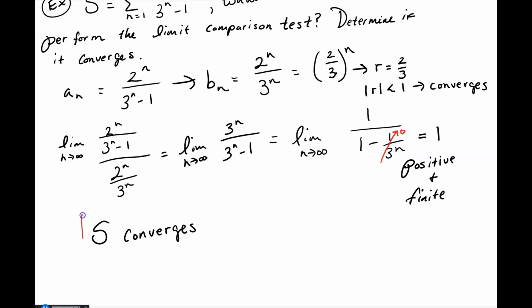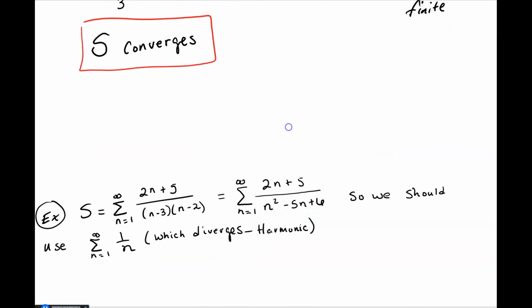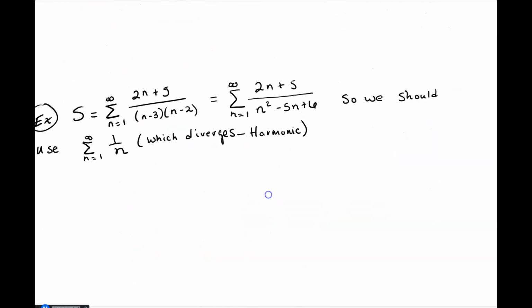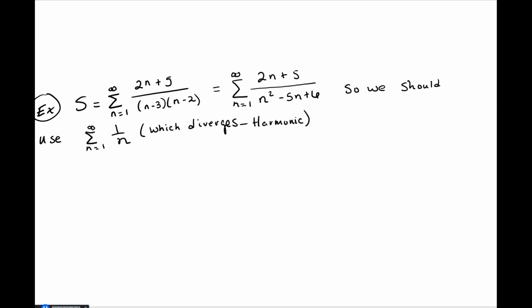All right, so we can make that claim right there, that assertion. All right, and I think it's good for us to take a look at one more example. So it says here we're looking at some series, 2n plus 5 over n minus 3 times n minus 2. We're looking at this series from 1 to infinity. I just did the algebra for you at the bottom. I did the binomial expansion, so it just changes to n squared minus 5n plus 6 in the denominator. We should use something like 1 over n.